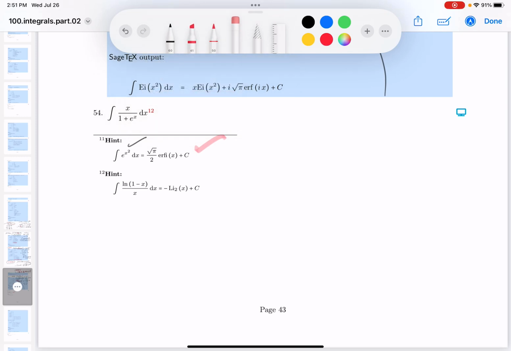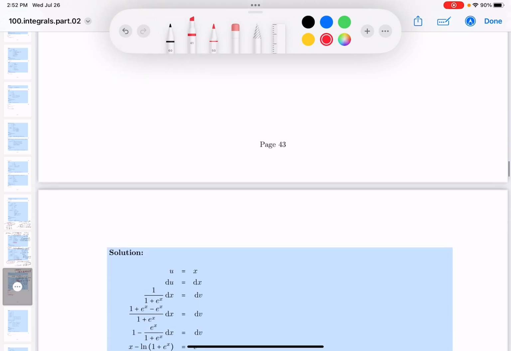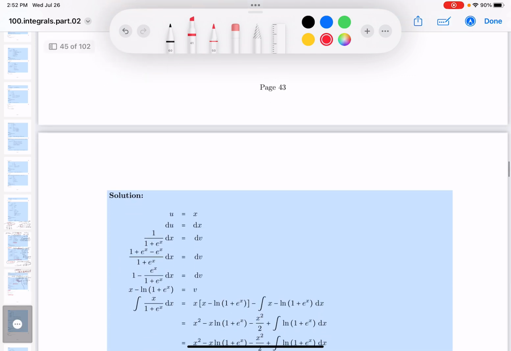Okay, we're on 54. We're told we're going to see something, and I'm going to trust them on that. A lot of times there's typos and you can't trust them on that. They say I'm eventually going to see this guy over here. So what I'm going to do is walk you through it, and let me write it down for you first of all.